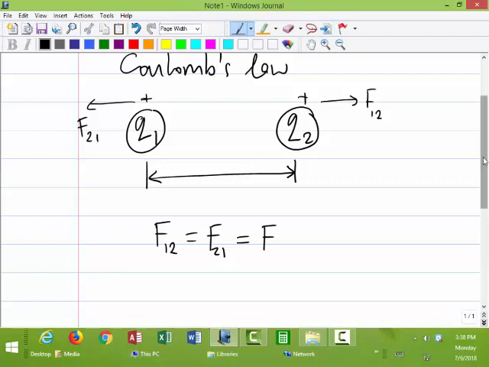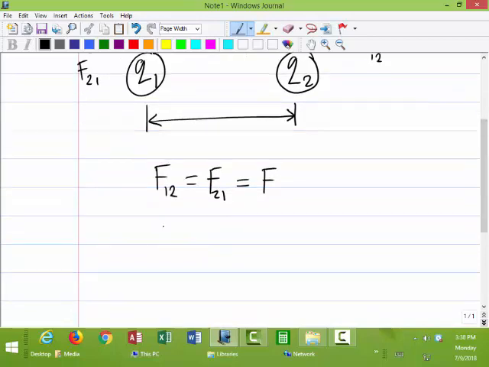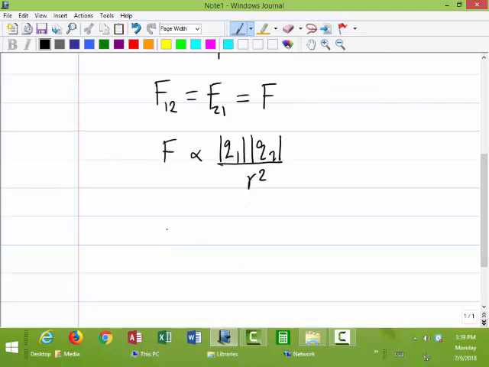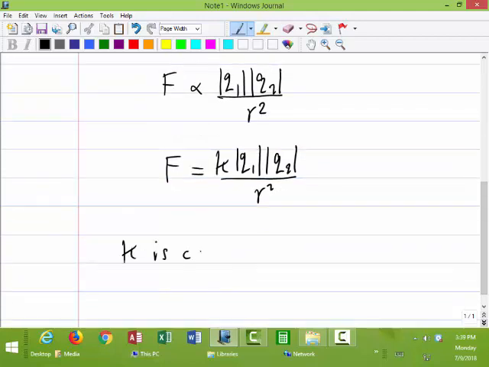According to Coulomb, this electrostatic force F is proportional to the product of the two charges Q1 and Q2, and inversely proportional to their squared distance apart. The distance is r between them. We can remove the proportional symbol by putting in a constant k, and this constant of proportionality k is called Coulomb's constant.